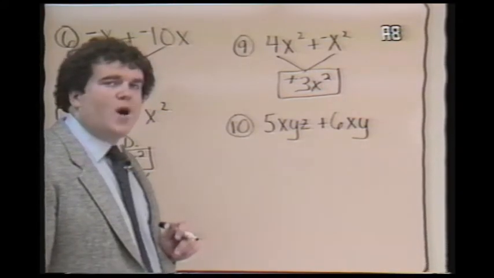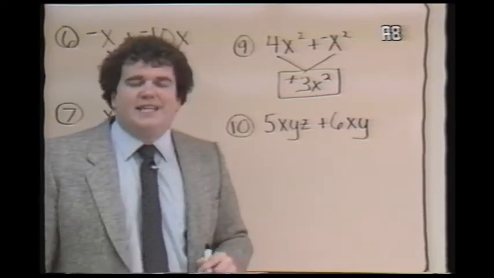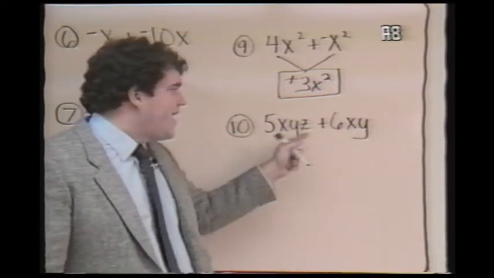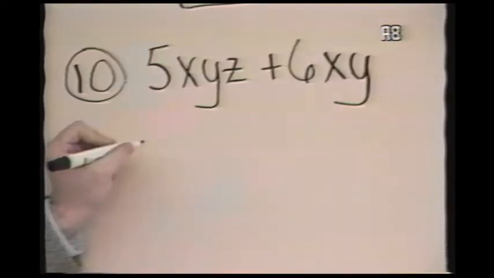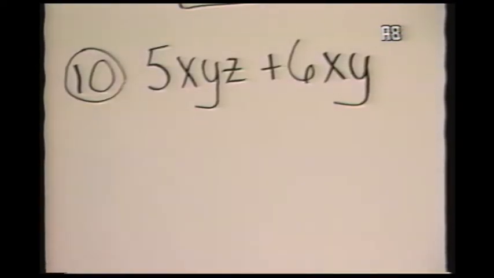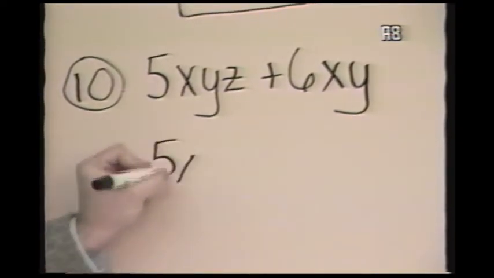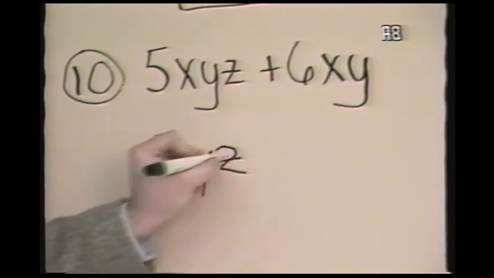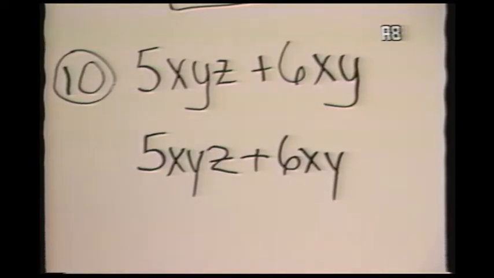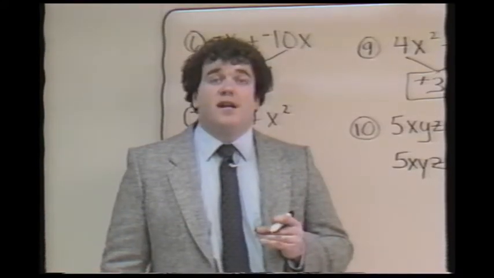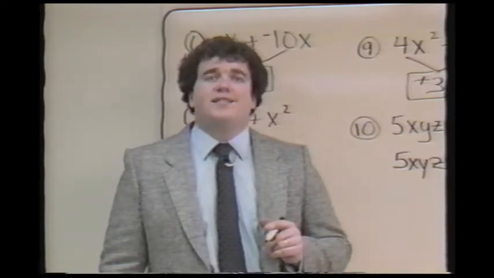5xyz plus 6xy. Now, these are not like terms. You can't add an xyz to an xy. They're trying to fool you here. So 5xyz plus 6xy equals 5xyz plus 6xy. There it is. So adding monomials is combining like terms. Make sure you do not combine unlike terms.